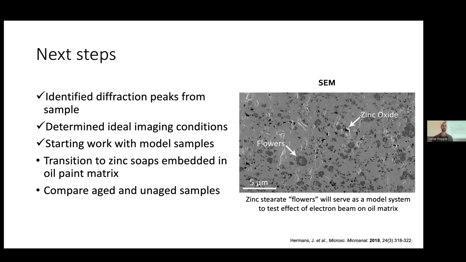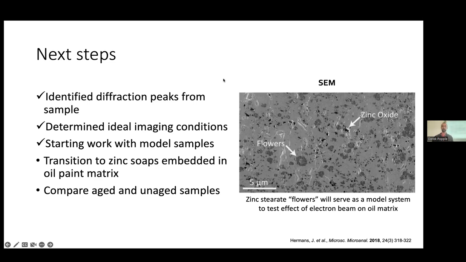And so again, the long-term goal is to start to look at aged and unaged samples, see if there's differences in the crystallinity, and then start to move to actual oil paints to see what insights we can get from a sample that's actually flaked off and fallen from an oil paint, from a real painting.